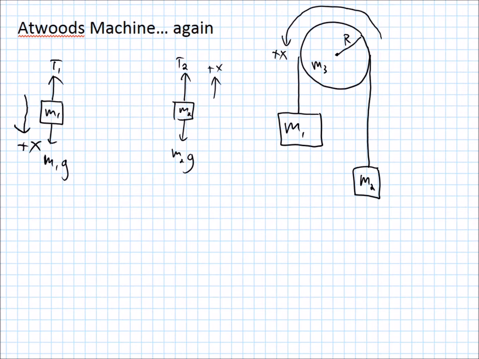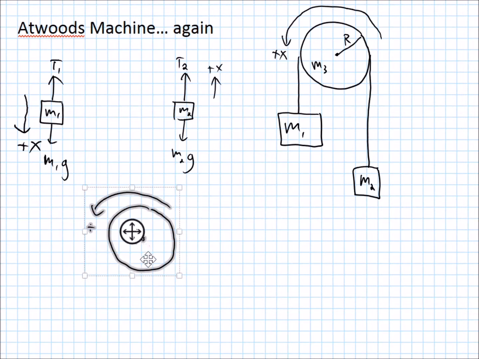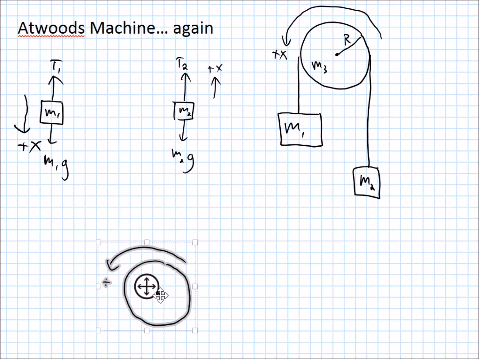Alright, now I'm also going to need a free body diagram for the pulley itself. Now this is going to be a rotational free body diagram. The positive direction of rotation matches the positive x directions of the other masses. Okay, so now we need our Newton's equations.